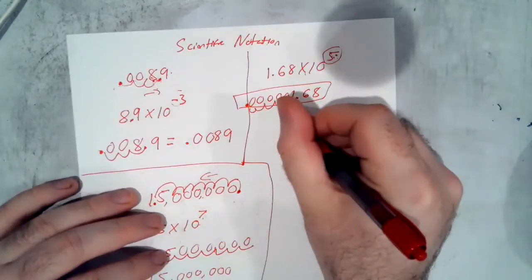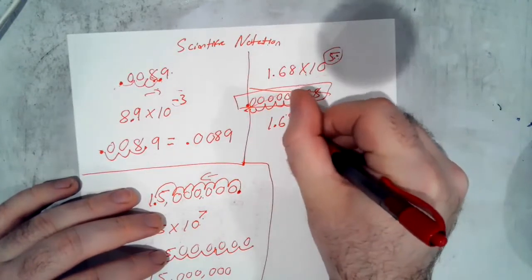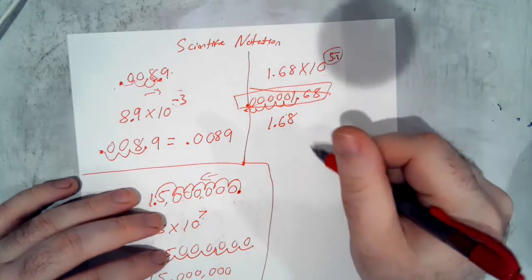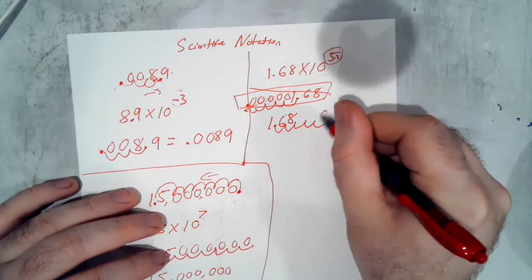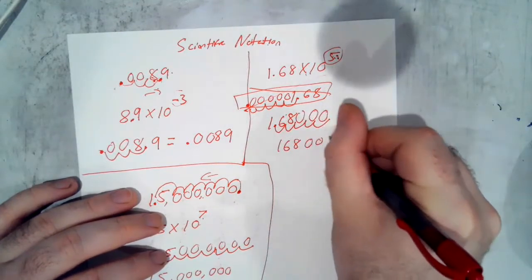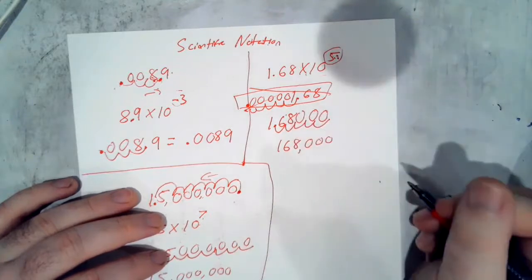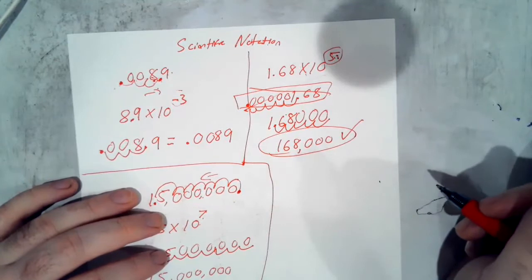The answer is this. It's the 1.68. And then I'm going to move the decimal 5 times to the right. 1, 2, 3, 4, 5. And you fill those in with zeros. And my answer is 168,000. That's the final correct answer.